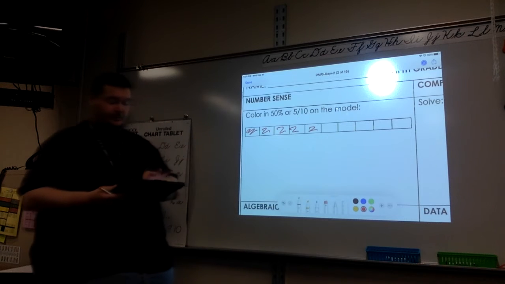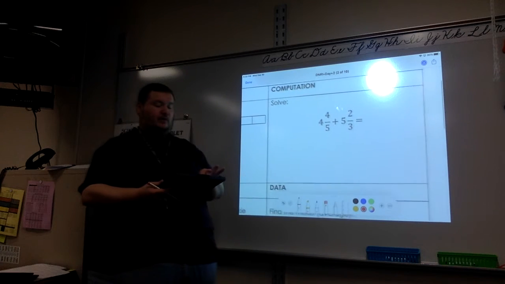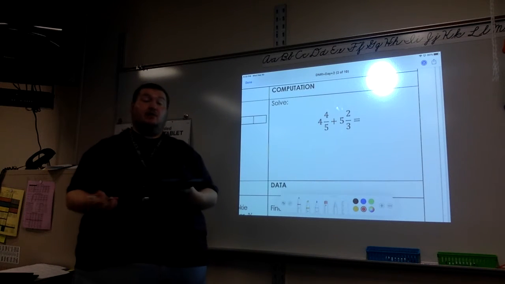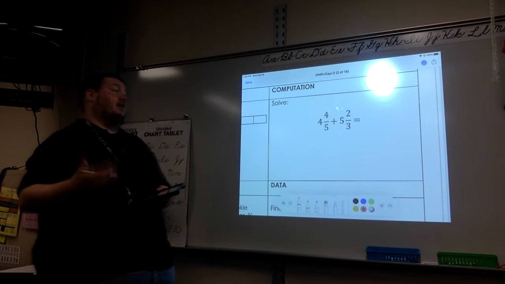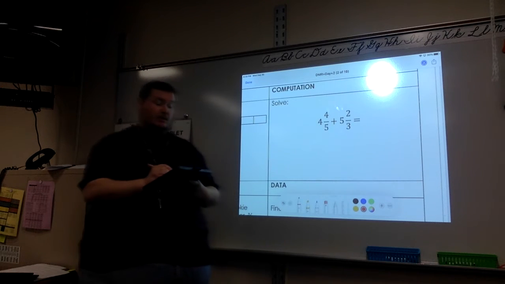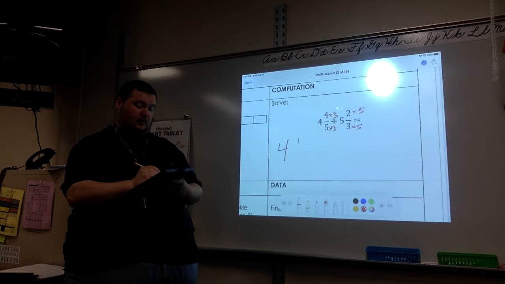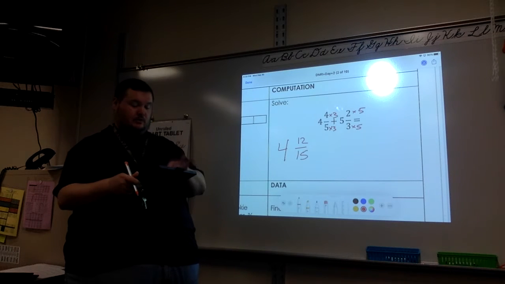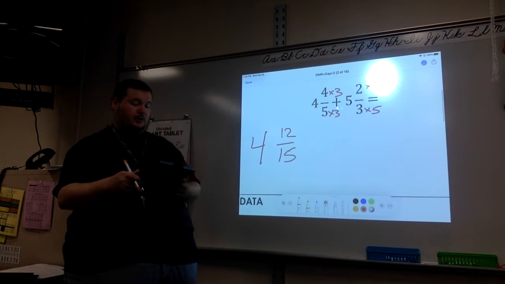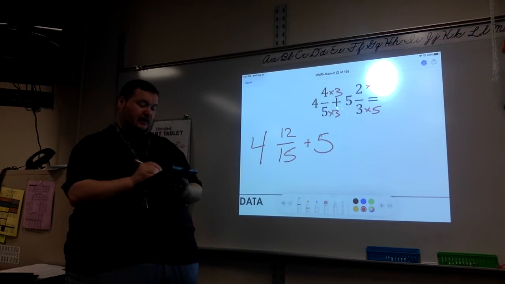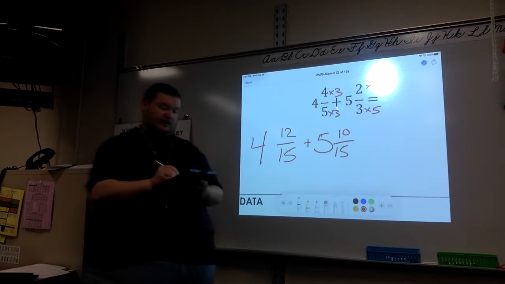Piece of cake. All right, we have 4 4/5 plus 5 2/3. We need common denominators. What can I multiply both 5 and 3 by to get the same number? That'd be 15. 5 times 3 is 15, and 3 times 5 is 15. Do the same thing to your top numbers, and you're going to get 4 and 12/15. Sorry, plus 5 and 10/15.